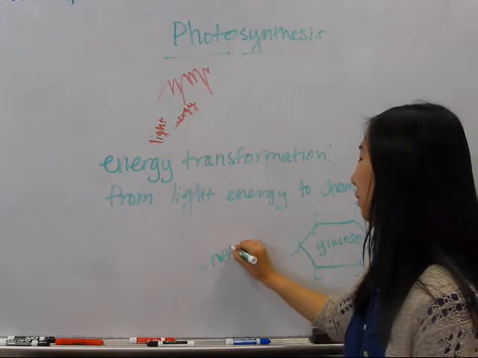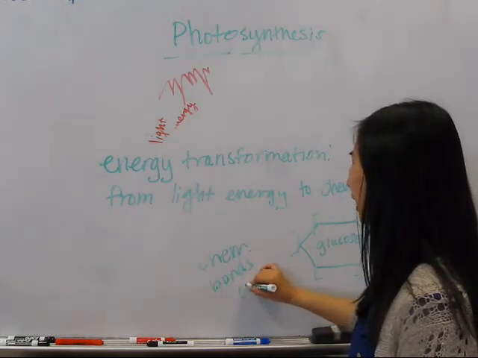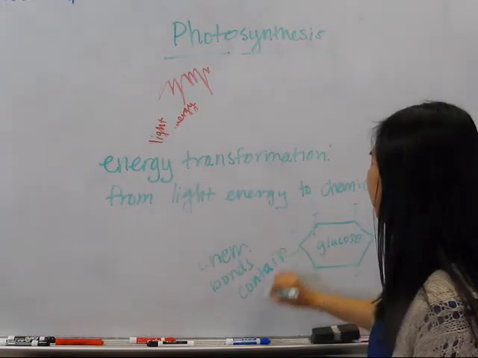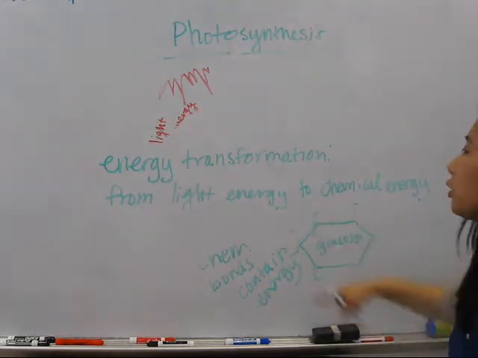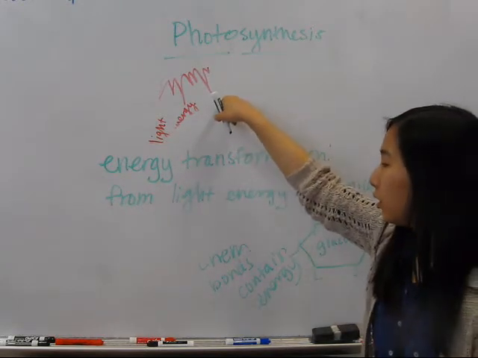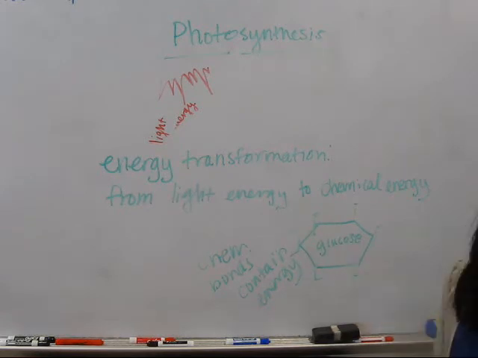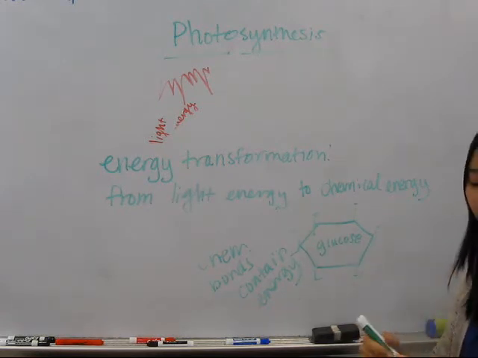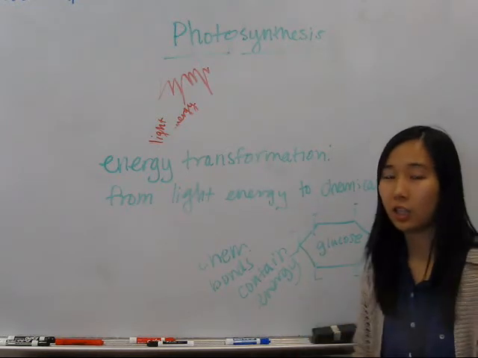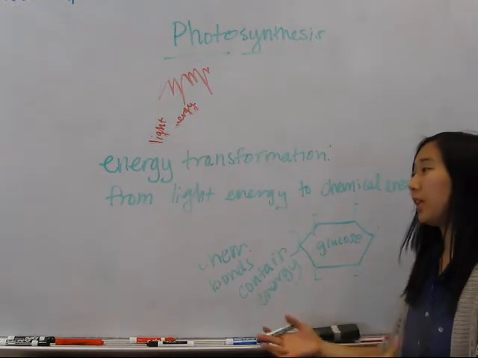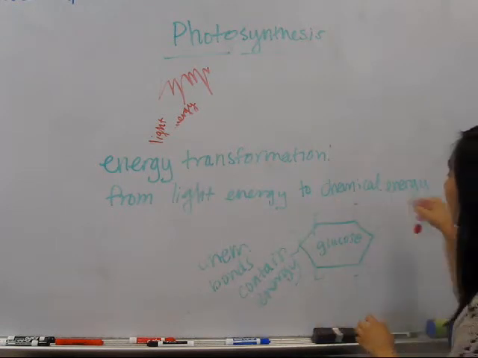Chemical bonds contain energy. So you took light energy and you created chemical energy. This is what your plant uses to stay alive, right? A lot of students think that plants eat light energy. That's not correct, actually. Plants use light energy to create chemical energy. And then this is what you eat.